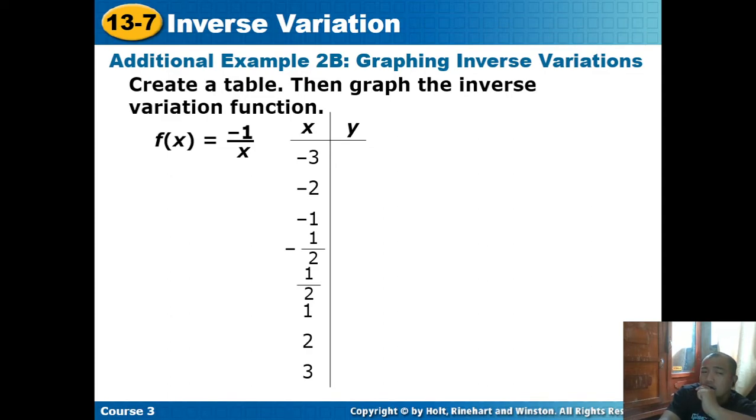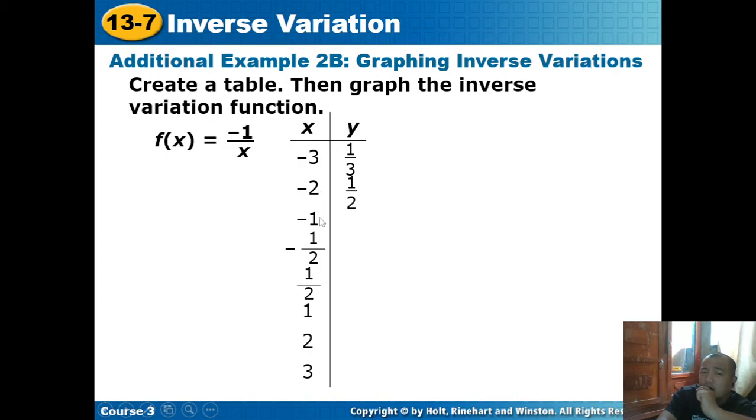Another, f of x or y equals negative 1 over x. Okay, let's try to assign values of x, then solve for y. y is actually the f of x. So divide negative 1 by negative 3. Negative 1 divided by negative 2 is 1 half.